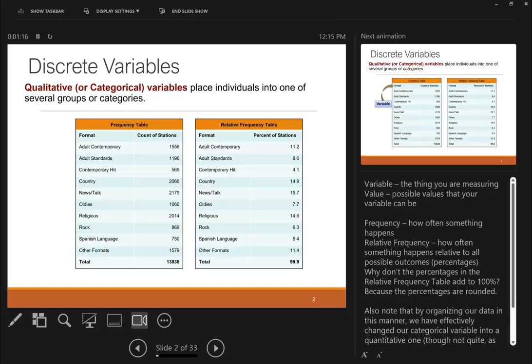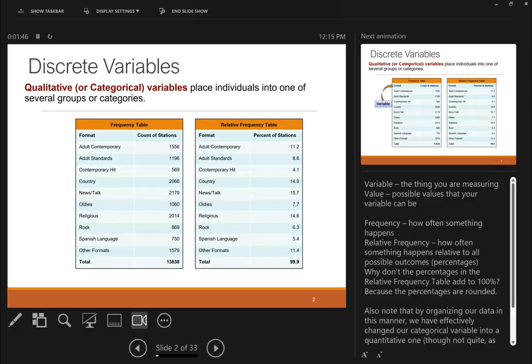So, first thing we're going to talk about is displaying discrete variables. And the first example we'll look at is displaying a discrete qualitative variable. Remember, all qualitative variables are discrete because something can be orange or it can be red, but it can't be 1.5 orange. That doesn't make any sense.